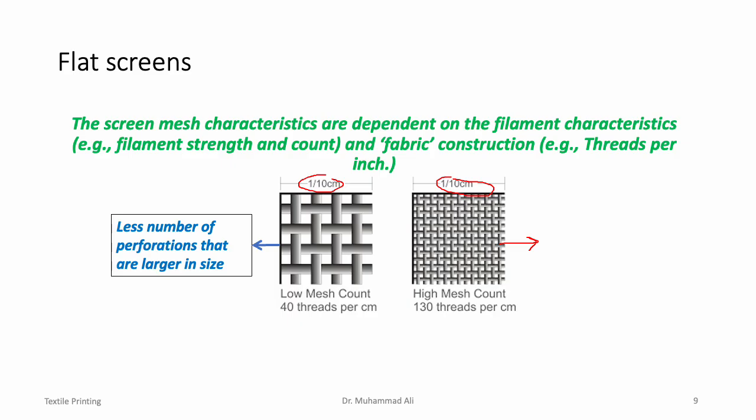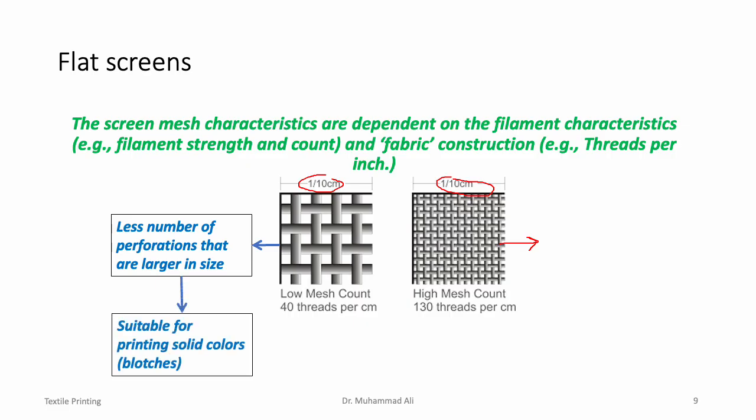In this case, we have fewer perforations in a given area. However, the area of each perforation, or the size of each perforation, is larger. So this sort of mesh is suitable for printing solid colors or blotches. When you don't want to print many fine lines or shades, then you can use this type of mesh.